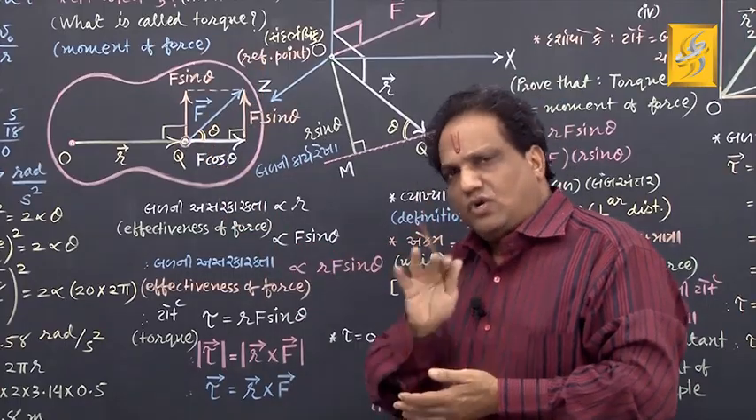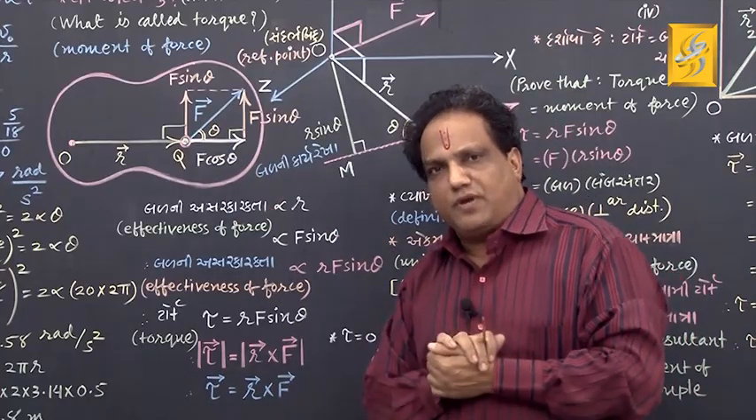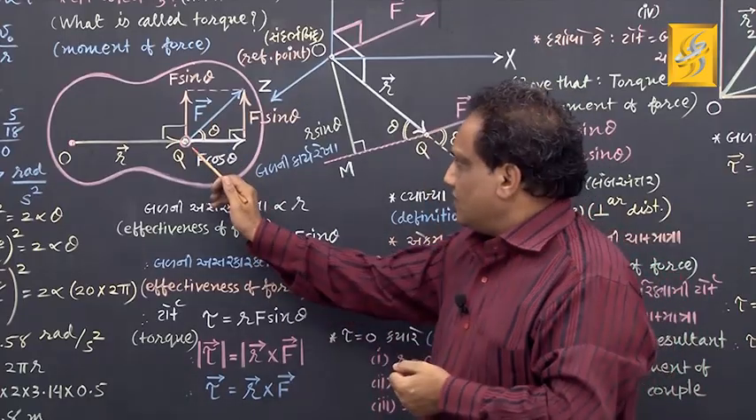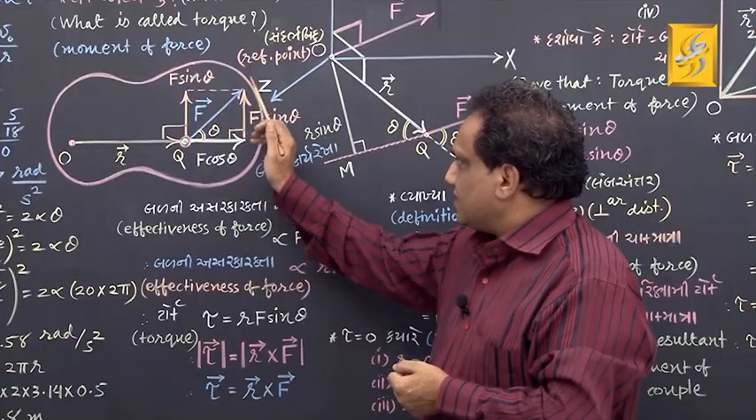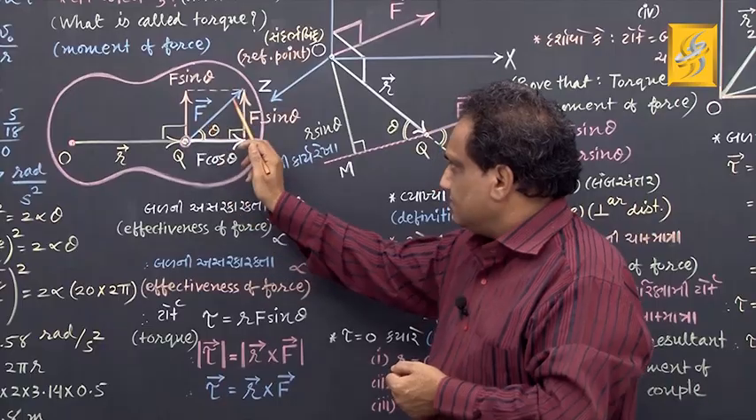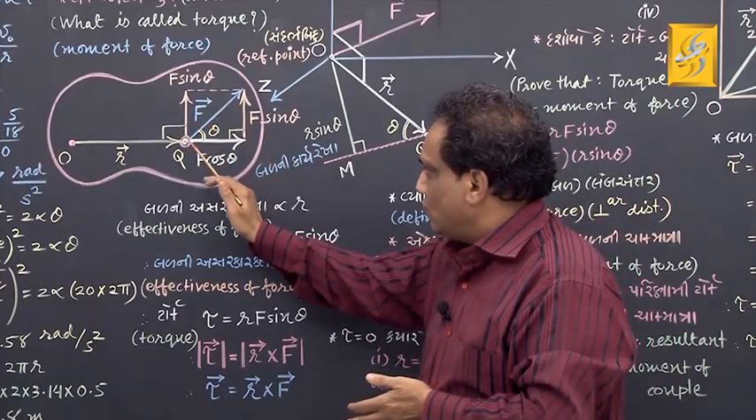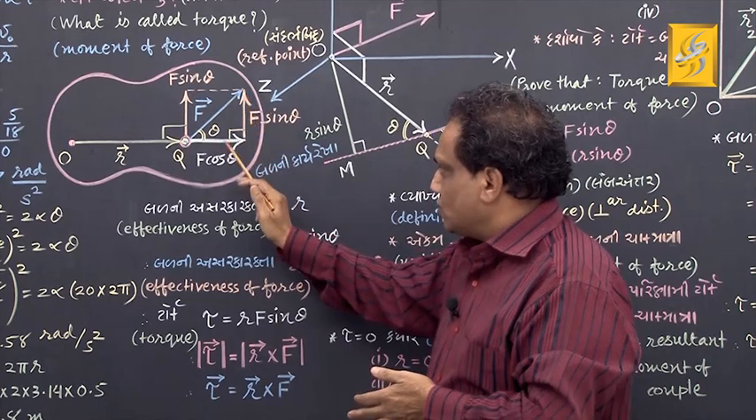Fine. Do one thing, resolve this vector into two mutually perpendicular components. Come on, this vector plus this vector will give you this vector. Correct? So what are these two?